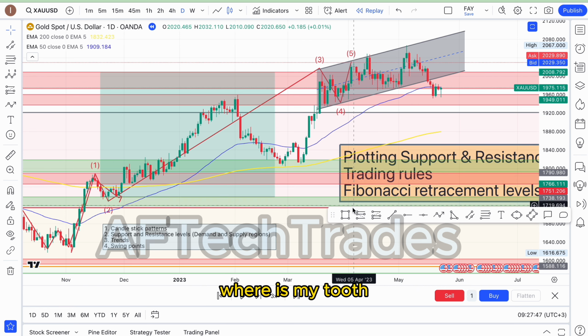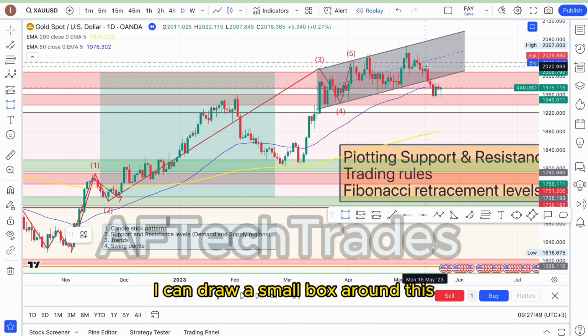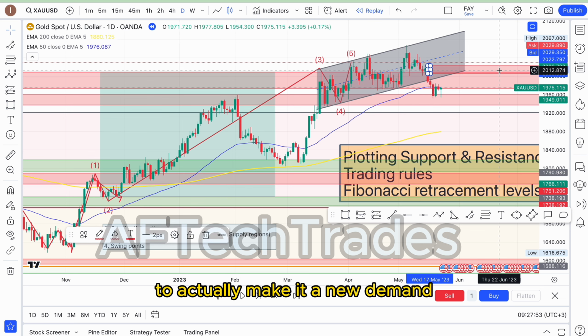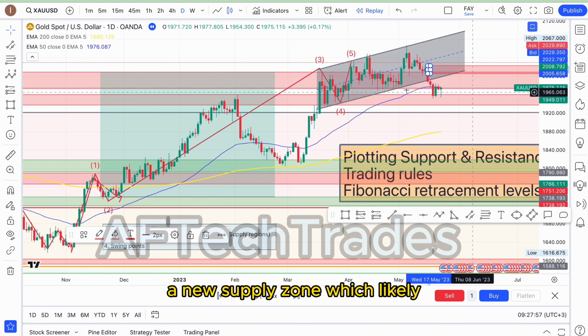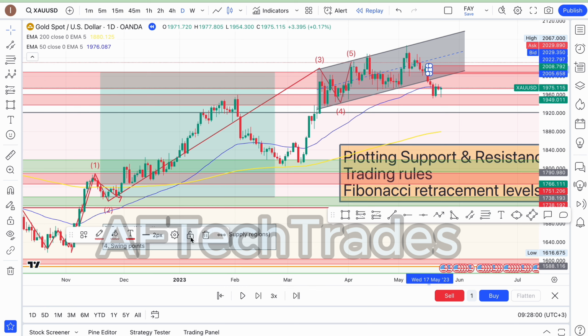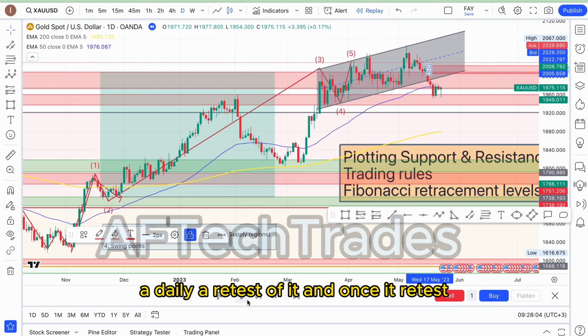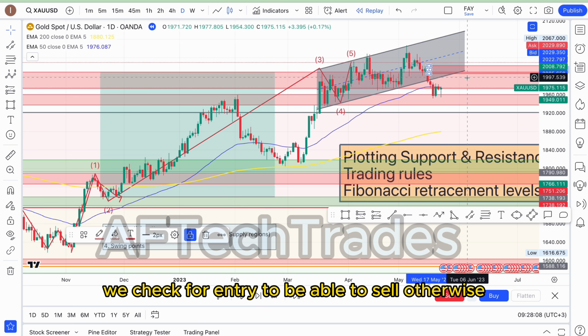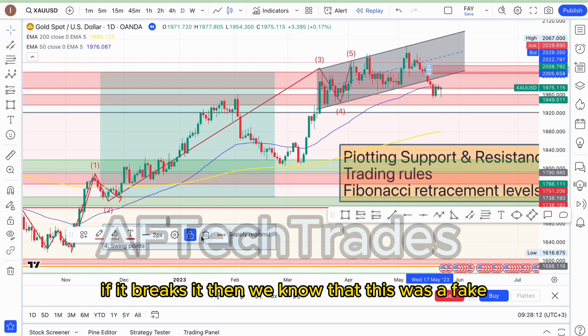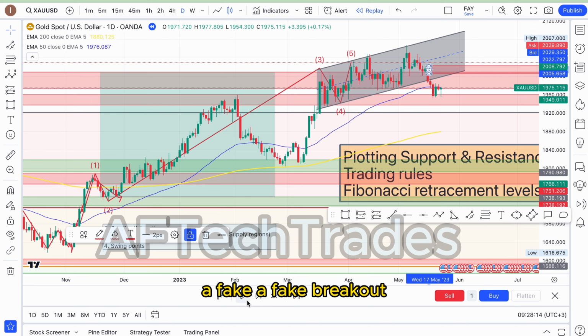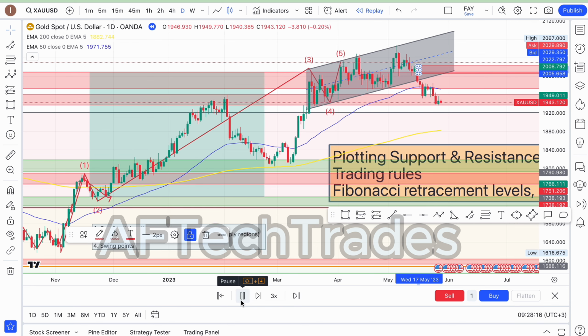Where is my tool? I can draw a small box around this to actually make it a new demand, a new supply zone, which is likely, and to make that a supply zone, we wait for a retest, right? A retest of it, and once it retests, we check for entry to be able to sell. Otherwise, if it breaks it, then we know that this was a fake breakout.